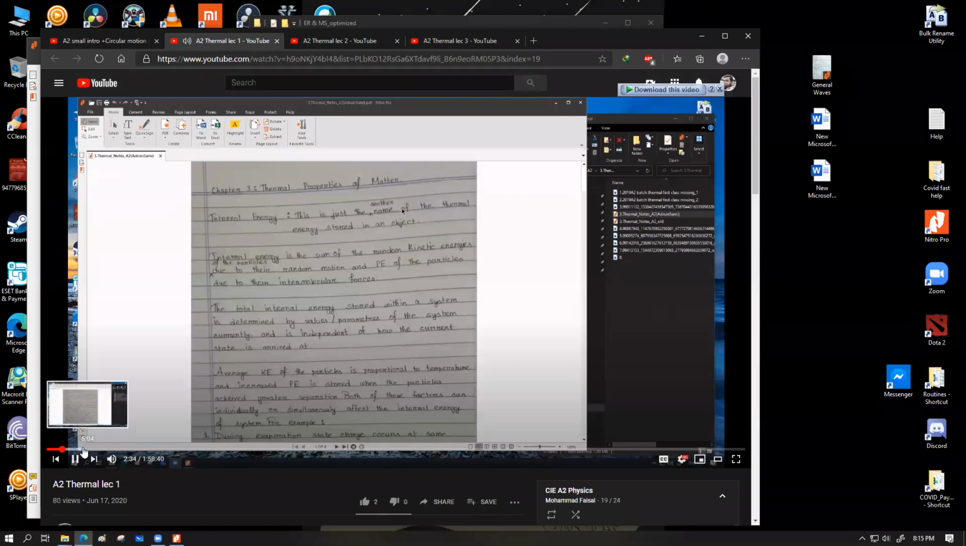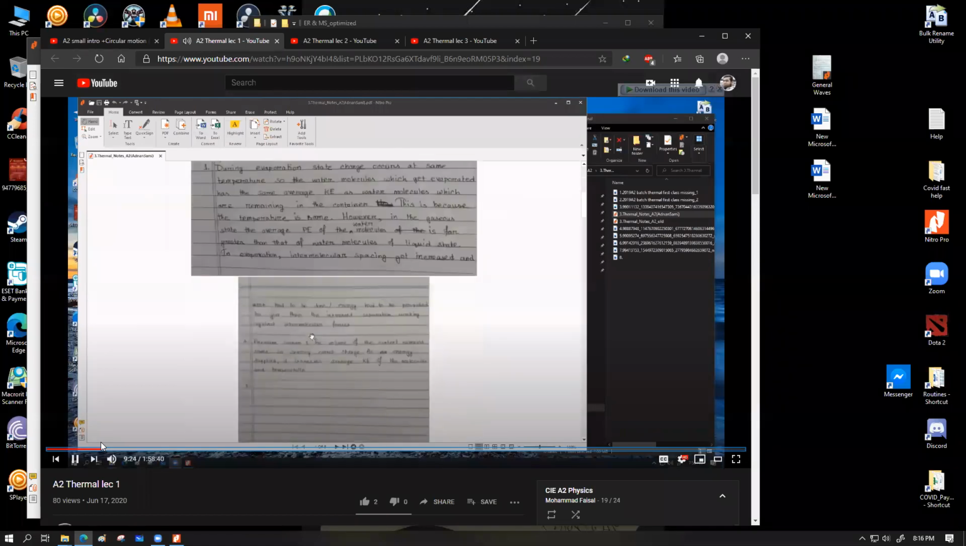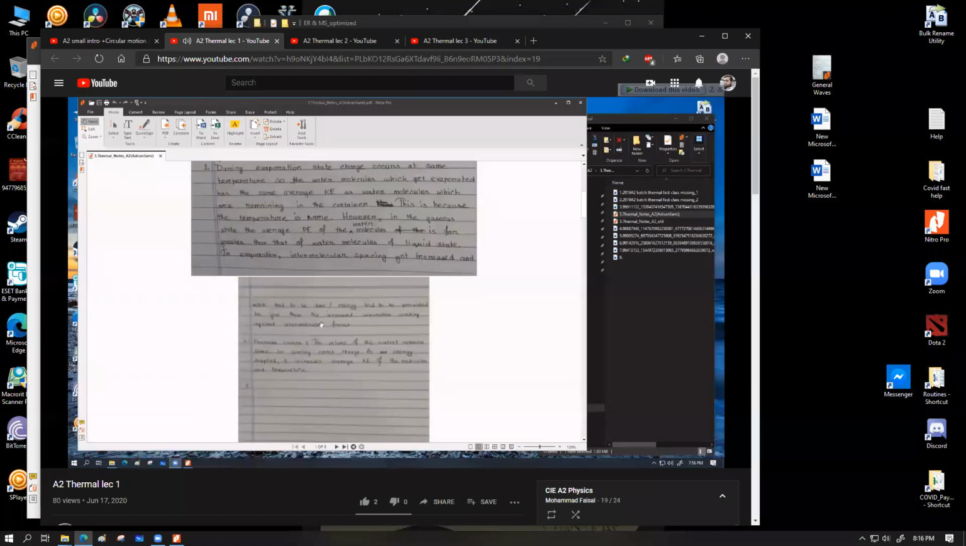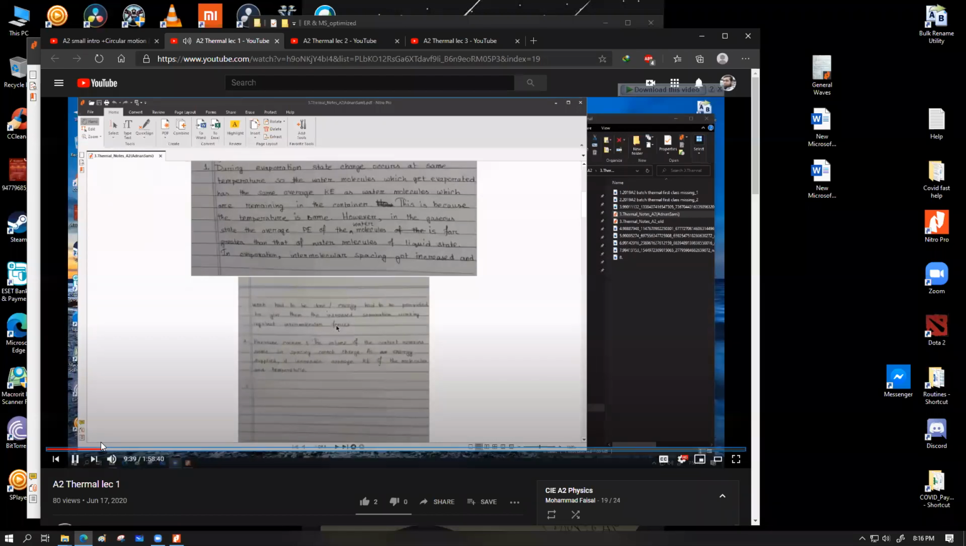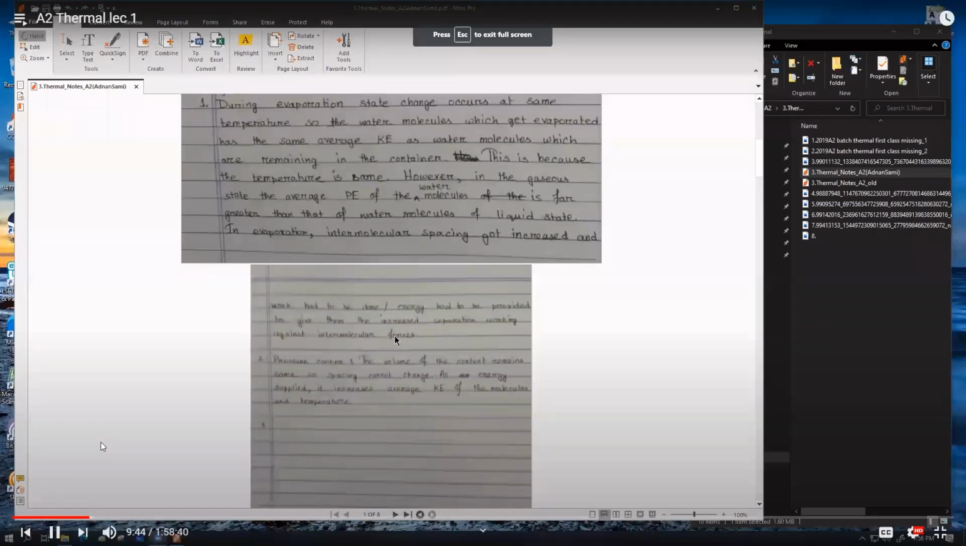Converting water into gaseous state, the molecules will be definitely farther apart compared to the liquid, because the temperature is the same. However, work had to be done, or energy had to be provided to give them the increased separation, working against the intermolecular force. So now they will have increased P but not increased K, because temperatures are the same.